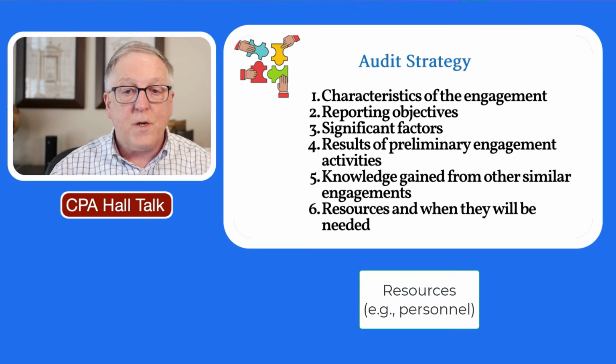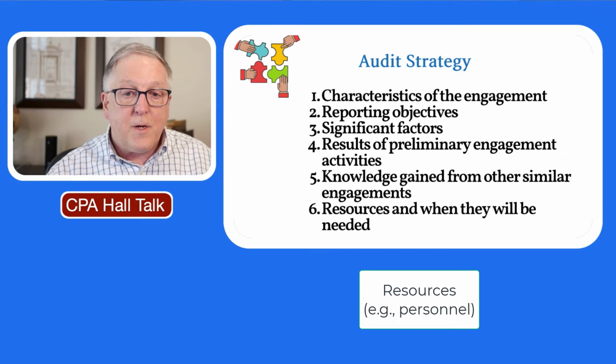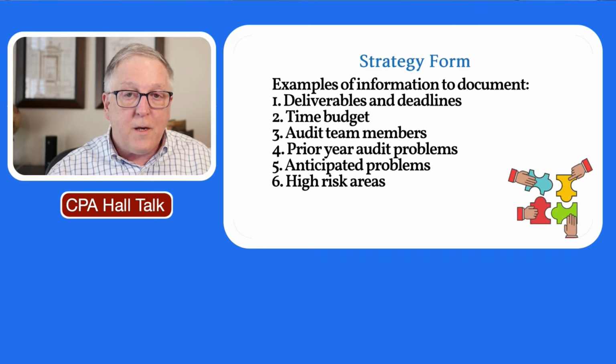Number six, resources and when they will be needed. So in the audit strategy, we should be documenting who will be on the engagement team. What computers do we need? What people do we need in terms of the client personnel? So think about the resources that will be needed.